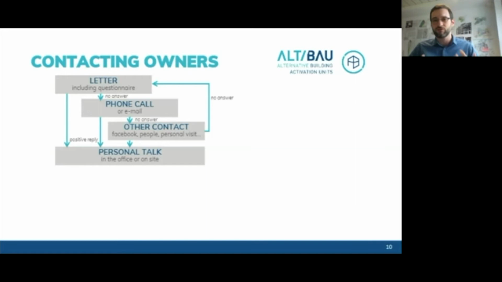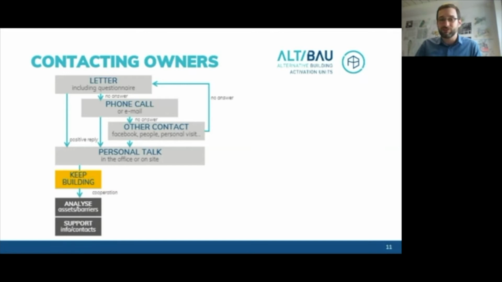Then we have to try to look for other ways to contact him, either through a phone call or sometimes very curious and unusual ways of contacting them, either through using Facebook, for example, or WhatsApp, talking with neighbors, or even having a personal visit to the place where they actually live. But this only happens a few times. What we really want to achieve is that we get into a personal talk with the owners, that we really find a working level with them. And this is really key. And as soon as you get that, you are able to move things forward bit by bit.